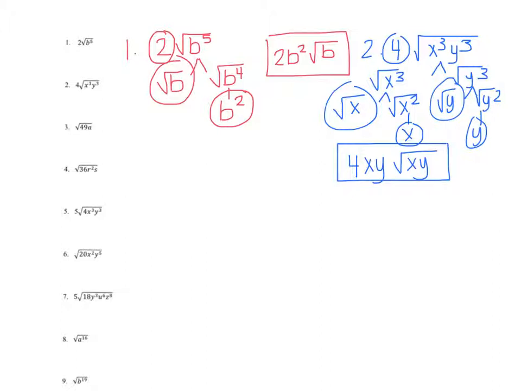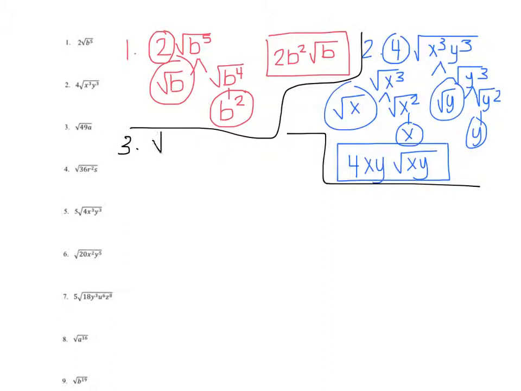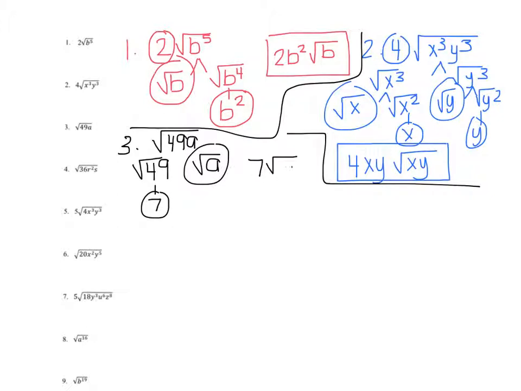For number 3, we have radical 49a. Just like with the last one, we're going to split it into 2 different radicals. So 49 and a. The square root of 49 is 7. Radical a cannot be simplified. So our final answer there is 7 radical a.